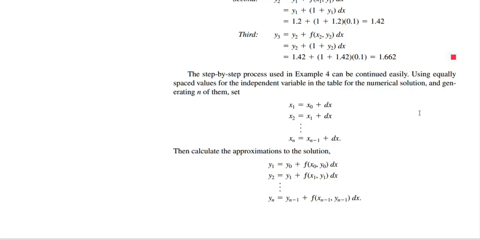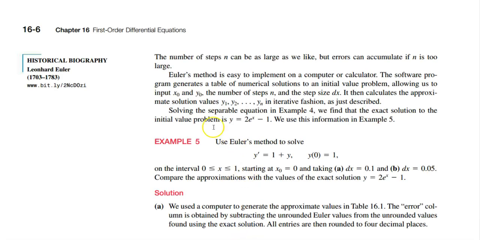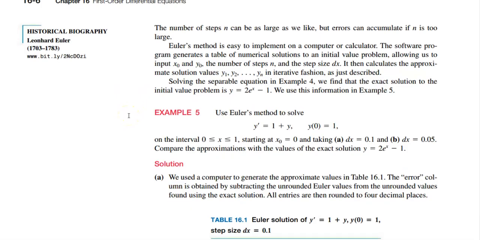y1 equals y0 plus f of x0, y0 dx. y2 equals y1 plus f of x1, y1 dx. Continue on: yn equals yn minus 1 plus f of xn minus 1, yn minus 1 dx. And we keep going. The number of steps n can be as large as we like, but if the number of steps is too large, the errors will start to accumulate.